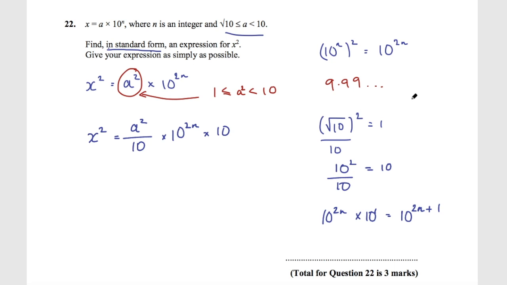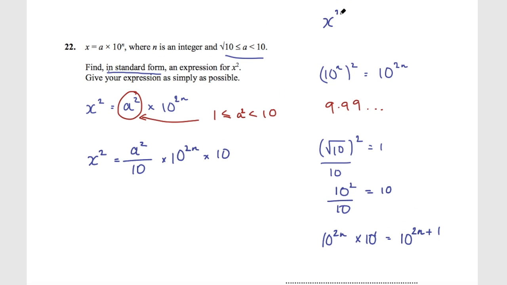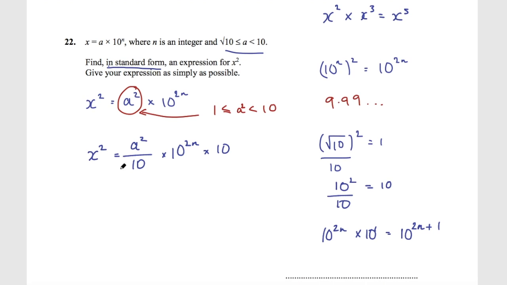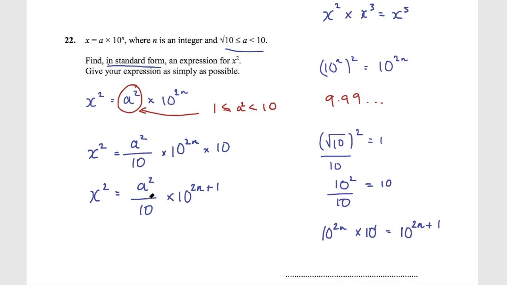Just the same as if we had, let's say, x squared times x cubed, that will become x to the power of 5. All I've done is add the exponents here. So this expression now becomes x squared equals a squared divided by 10 times 10 to the 2n plus 1. So I've basically divided the a squared by 10 to make sure it's in standard form, and then added that times 10 on the end.